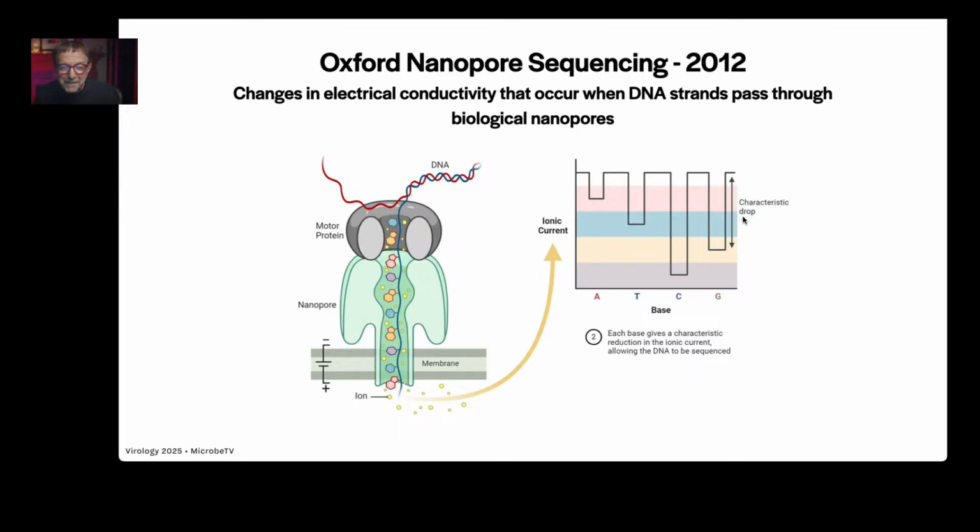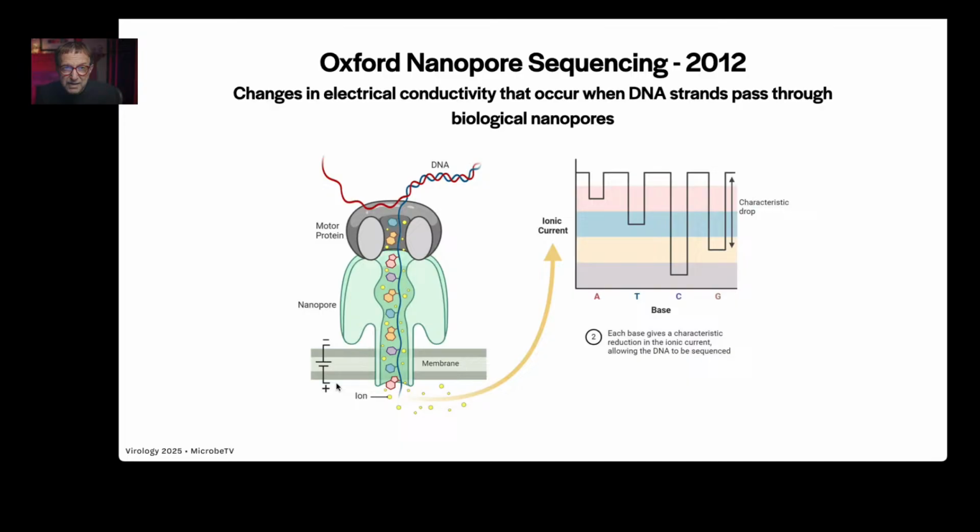And this one measures changes in electrical conductivity that occur when DNA strands pass through biological nanopores. So here in the machine is assembled a membrane with this nanopore in it. These are biological nanopores, and on top is a motor protein. And you add DNA, and the motor protein will separate the strands and put one strand through the nanopore.